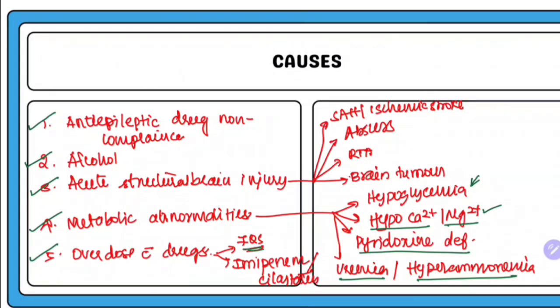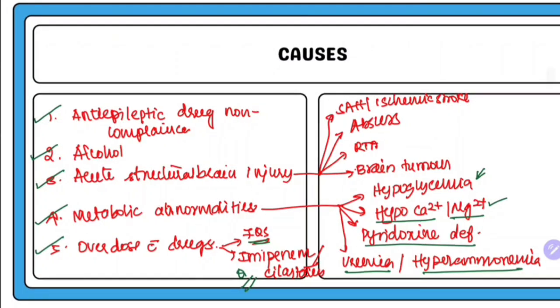And imipenem and cilastatin is a drug which has been tested an enormous number of times in the INICET and NEET PG exams. They lower the seizure threshold and cause seizures, okay? And they can also cause status epilepticus, obviously.